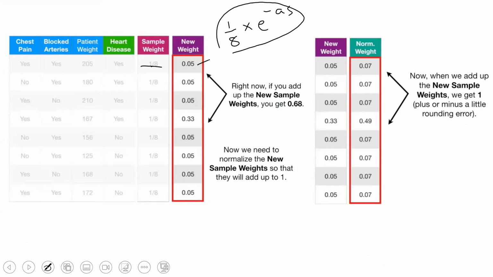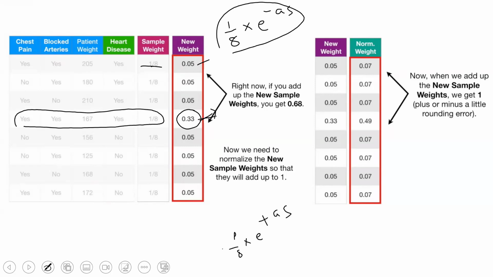Similarly, for the wrongly classified one, it will be a higher weight. That means 1 by 8 into e to the power of plus amount of say. When you calculate this particular value, you will get this weight, 0.33. Now if you look at this, the wrongly classified record has a higher new weight. So that's how you calculate these new weights.